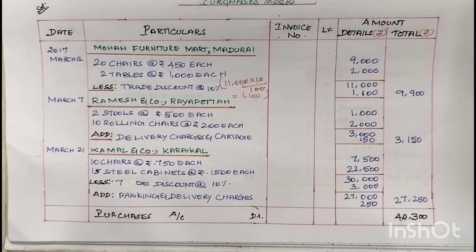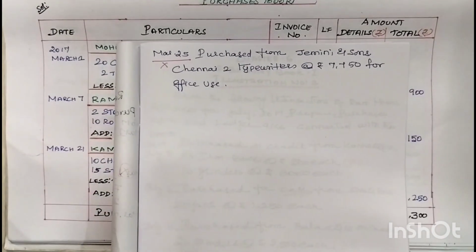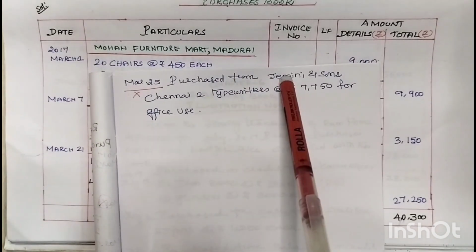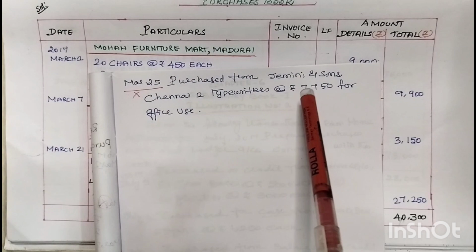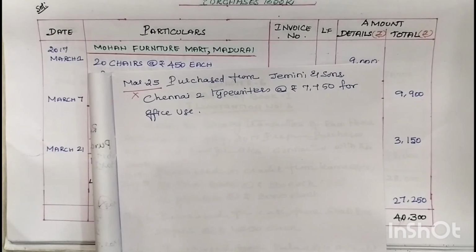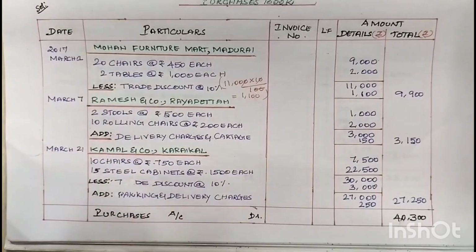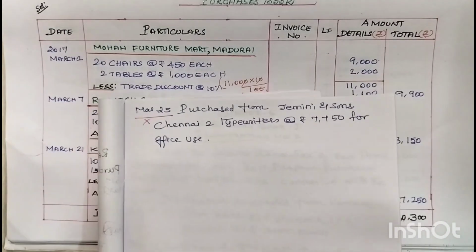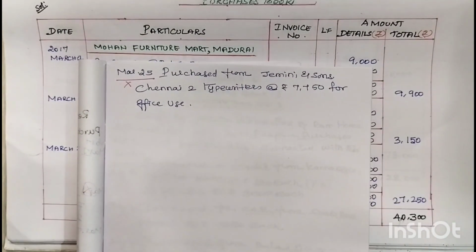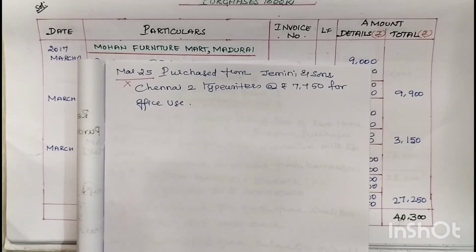Then the next transaction is March 25 purchased from Gemini and Sons, Chennai, 2 typewriters at rupees 7,750 for office use. So this transaction will not be recorded into the purchases book, because this is an asset transaction. Typewriter is an asset transaction. So for office use, this company runs a furniture company. Okay, so typewriter will not be recorded into the purchases book.